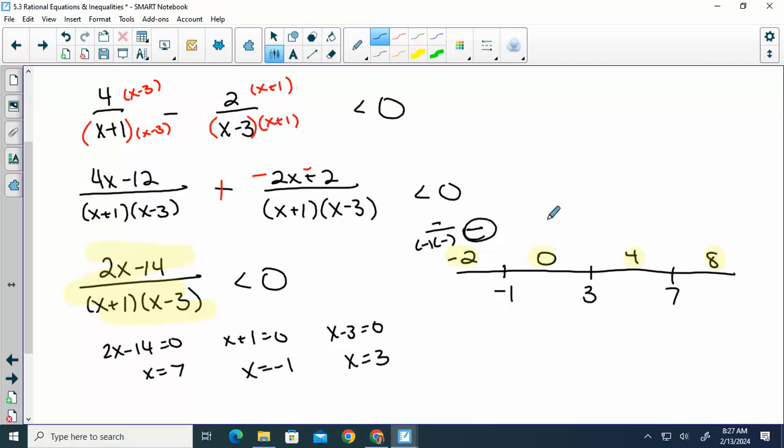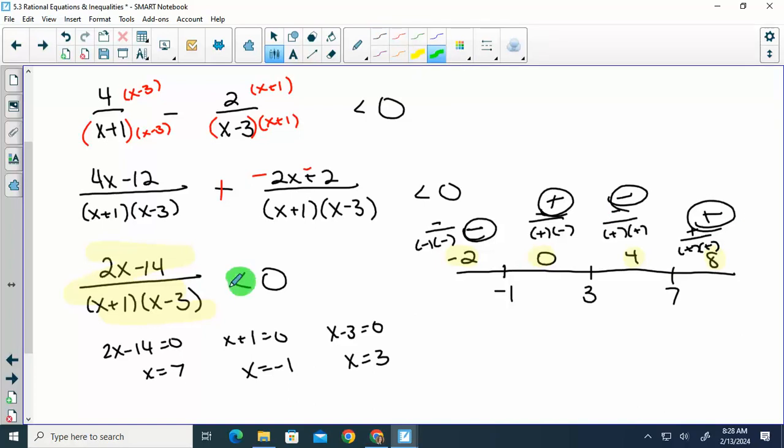And then if we put in a 0, the top is negative. 0 plus 1 is positive. 0 minus 3 is negative. So this one would turn out to be positive. We put in a 4. 2 times 4 minus 14 is still negative. 4 plus 1 is positive. 4 minus 3 is positive. So that section is negative. If we put in an 8. 2 times 8 minus 14, that's positive. 8 plus 1 is positive. 8 minus 3 is positive. So that is positive. We wanted less than. So that is the negatives. No equal to's. So it would be negative infinity to negative 1, union 3 to 7.